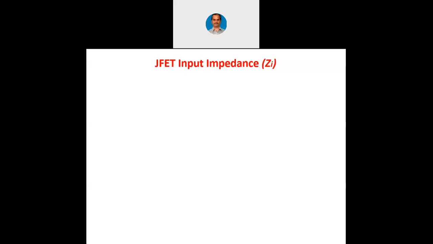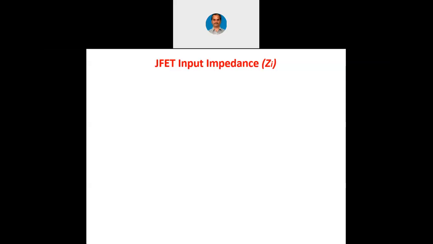Whereas in case of BJT, it was a forward biased PN junction, right? Between the base and the emitter, it was a forward biased PN junction. And that is where we had the dynamic resistance of the emitter, which was modeled. And at the base, we had multiplied it by beta, and we had a factor called beta into Re there.